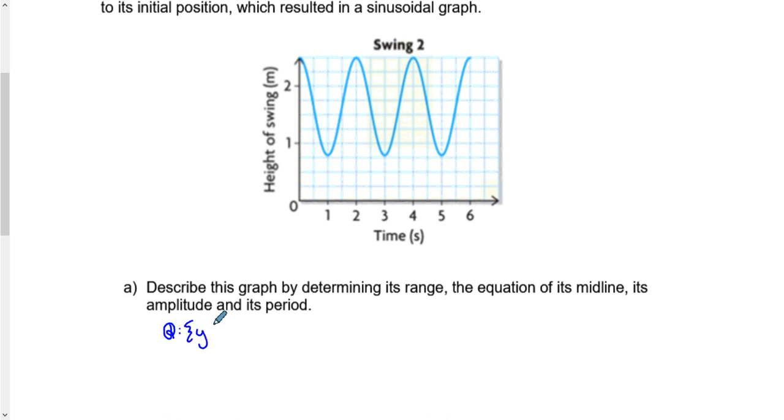We're going to describe this by determining the range, equation of the midline, amplitude, and period. So our range, again, let's talk about our y's. Our lowest y value, well, this would be about 0.75. Our highest value, we have every single square worth a quarter. So 2 squares would be a half, meaning 2.5.